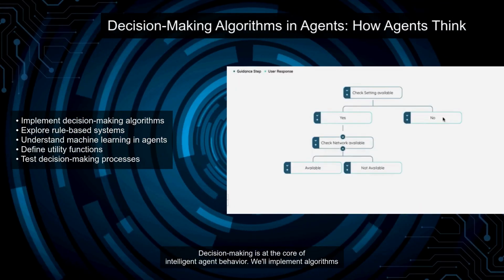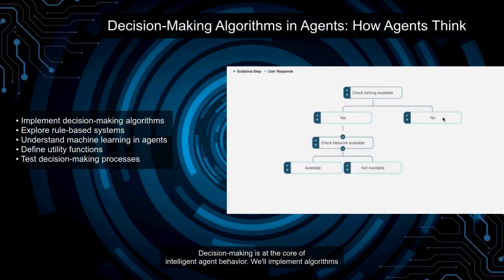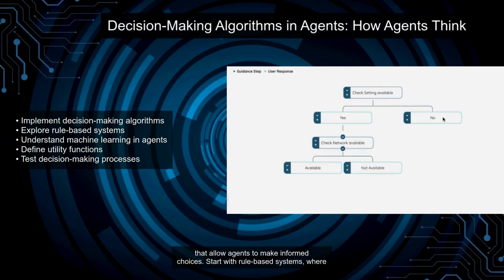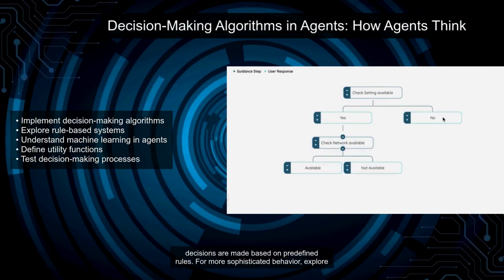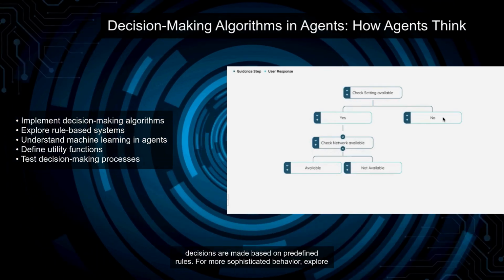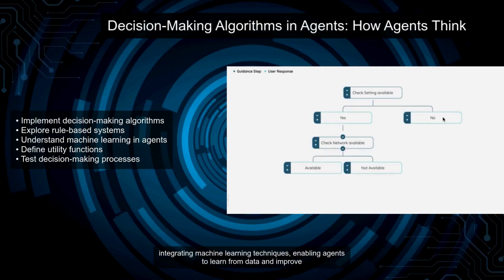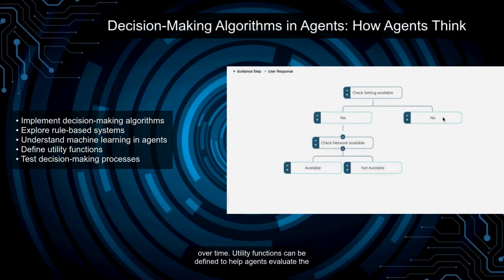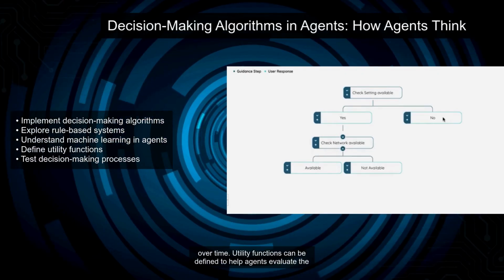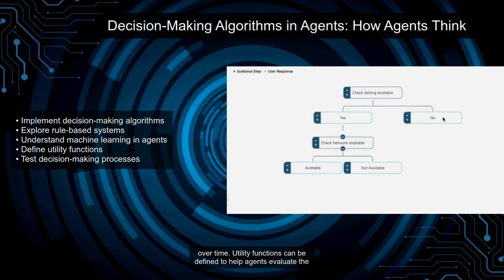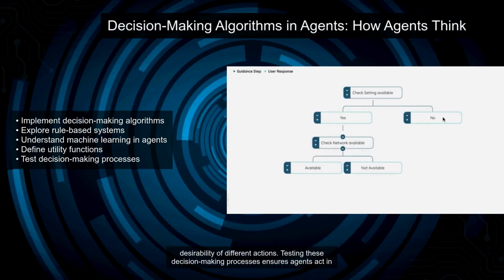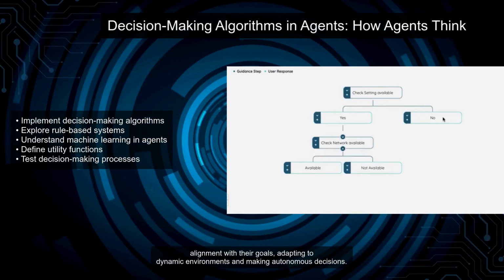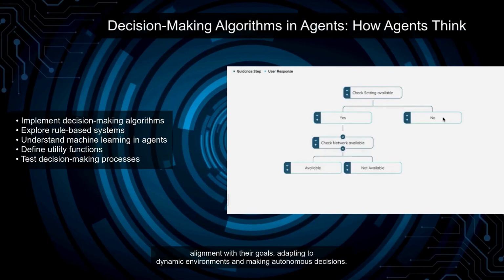Decision-making is at the core of intelligent agent behavior. We'll implement algorithms that allow agents to make informed choices. Start with rule-based systems, where decisions are made based on predefined rules. For more sophisticated behavior, explore integrating machine learning techniques, enabling agents to learn from data and improve over time. Utility functions can be defined to help agents evaluate the desirability of different actions. Testing these decision-making processes ensures agents act in alignment with their goals, adapting to dynamic environments and making autonomous decisions.